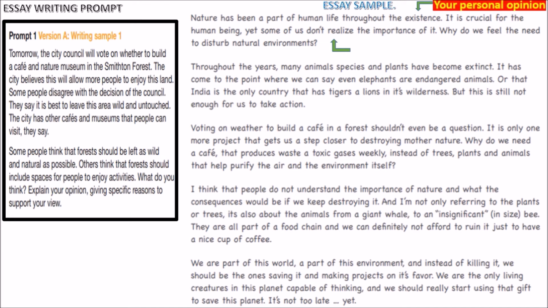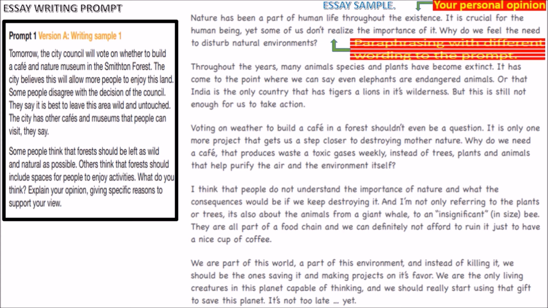Your personal opinion. Nature has been a part of human life throughout existence. It is crucial for the human being, yet some of us don't realize the importance of it. Why do we feel the need to disturb natural environments? Here we are paraphrasing with different wording to the prompt. This is the introduction where we're paraphrasing. And now we're going to proceed to the second paragraph, which is the body.